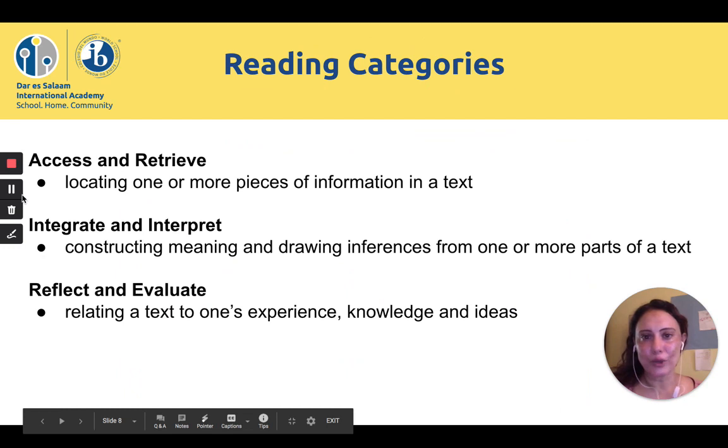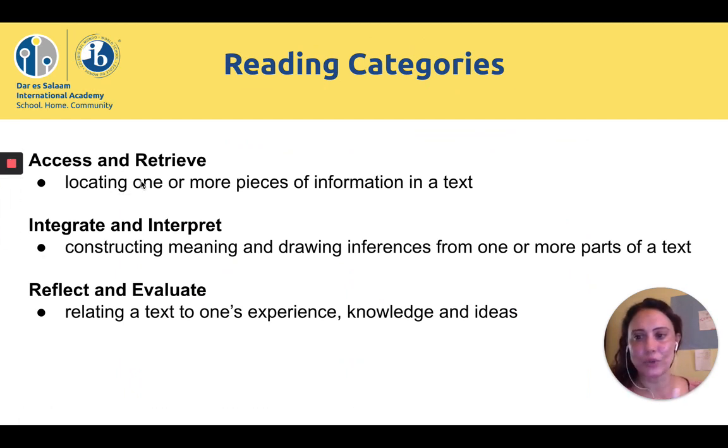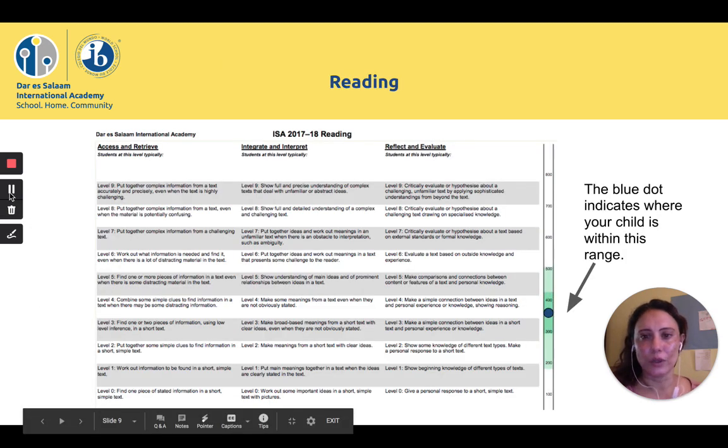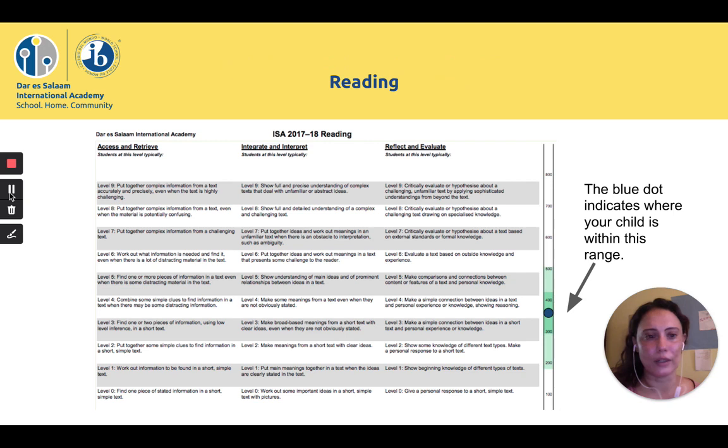The reading categories that are also assessed are access and retrieve, which is to locate one or more pieces of information within a text; integrate and interpret, which is constructing meaning and drawing inferences from one or more parts of these texts; as well as reflect and evaluate, which is then taking that student's experience, knowledge, and ideas and putting them down on paper. So this would look very similar to the math. As you take a look at the same range, you'll see something very similar, and the blue dot would indicate where your child is ranging within that area.